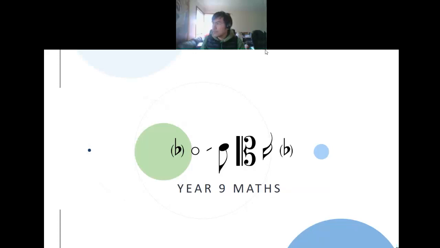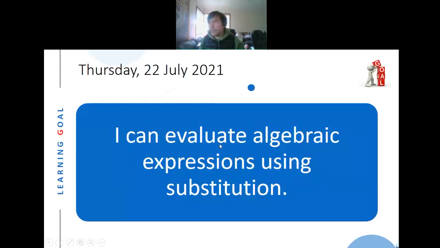So let's go through the lesson here, guys. Our goal for today is that we can evaluate algebraic expressions using substitution.